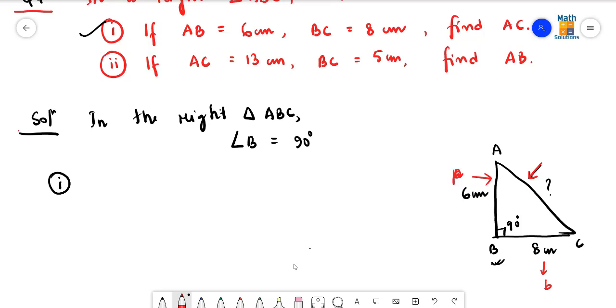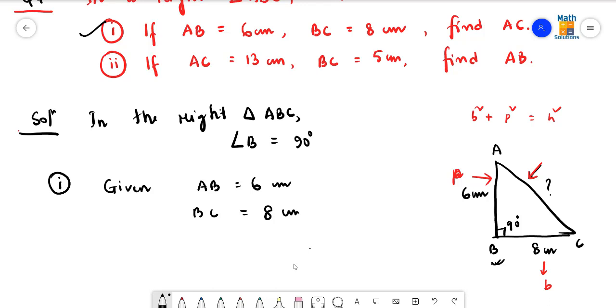So what is the Pythagoras theorem? According to the Pythagoras theorem, base square plus perpendicular square is equal to hypotenuse square. Yes or no? So I shall write here: first, given AB is equal to 6 cm, BC is equal to 8 cm, AC is equal to question mark, by Pythagoras theorem.